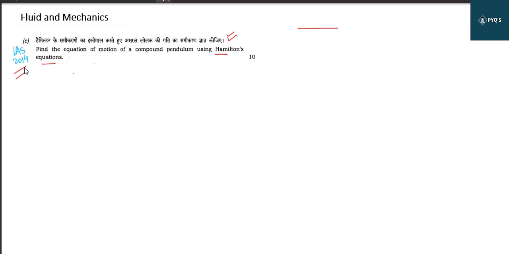So in this question, it is given that there is a simple compound pendulum. Suppose this is the compound pendulum. Here is the center of mass of the compound pendulum. Let the mass be m, and let O be the origin. Then let this be at distance h, and this angle be theta.